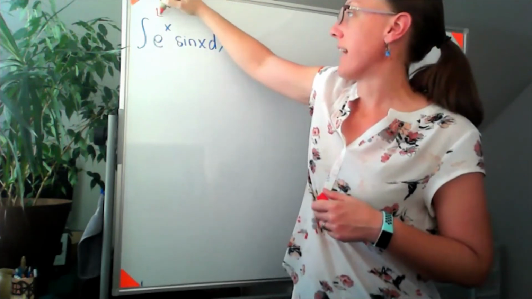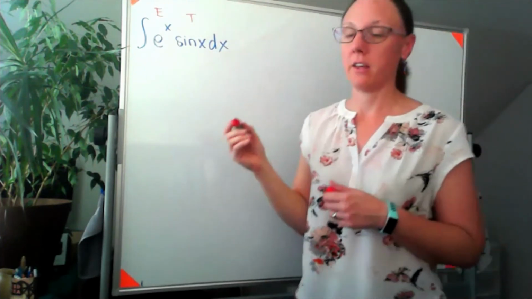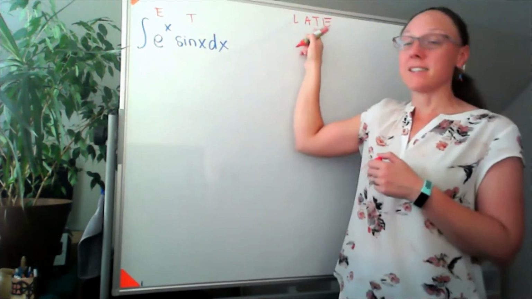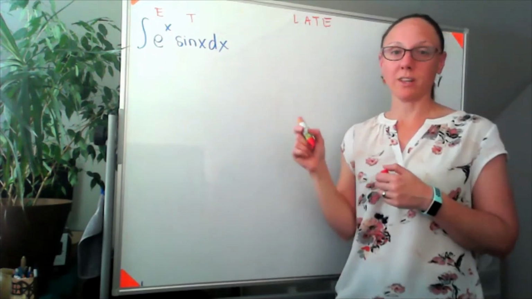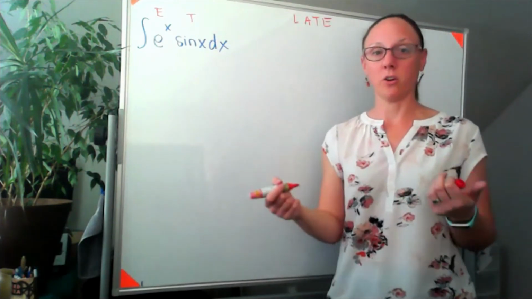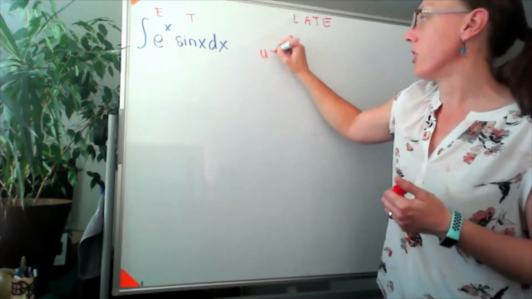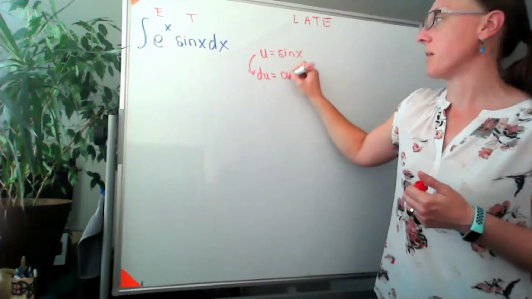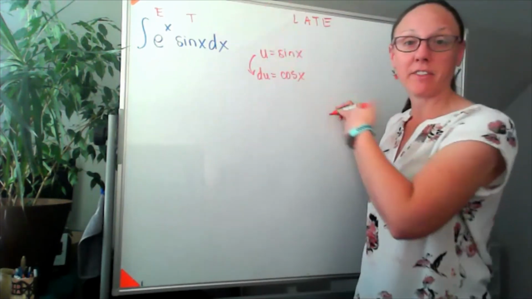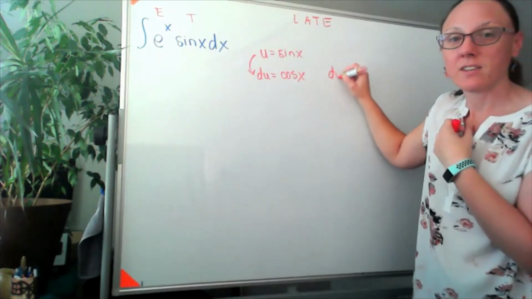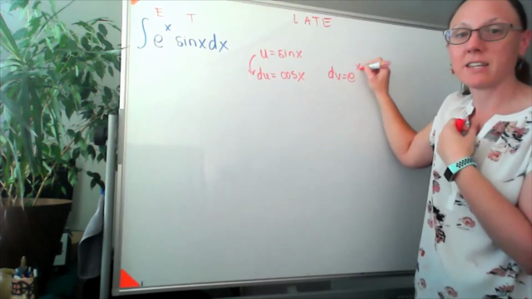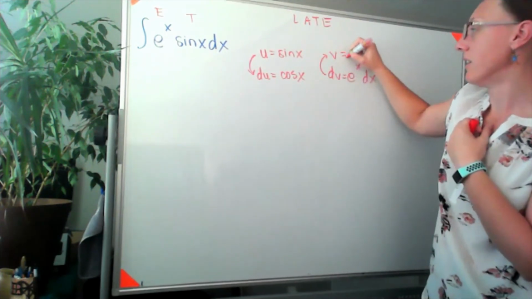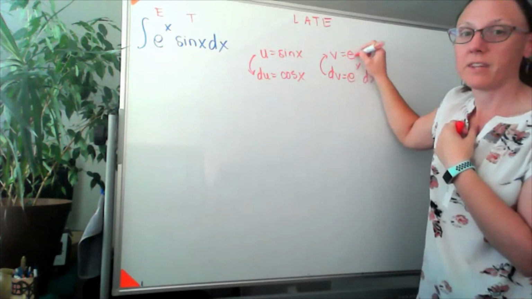So I have a mixture of exponentials and trig. I'm going to follow my LATE rule. Since T, for trig, comes first in the word LATE, I'm going to let the trig part be my u. If u is equal to sine of x, then the derivative du is going to be cosine of x dx. And everything else in the problem has to be dv, so my dv is e to the x dx. I'm going to take the antiderivative here and get that v is e to the x.